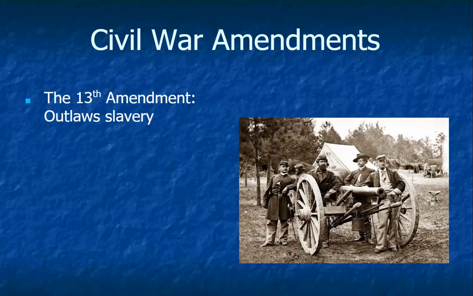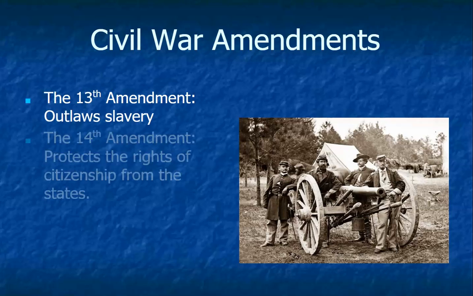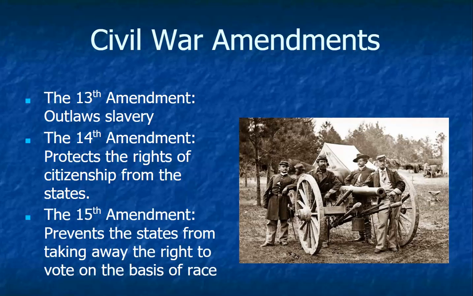Civil War amendments, pretty obvious. The 13th Amendment outlaws slavery. The 14th Amendment protects the rights of citizenship from the states, because the fear was that the states would say that the former slaves could not be citizens, and therefore would be able to deprive the rights of African Americans in that way. But the 14th Amendment says no, the national government decides who the citizens are. And the 15th Amendment prevents the states from taking away the right to vote on the basis of race.